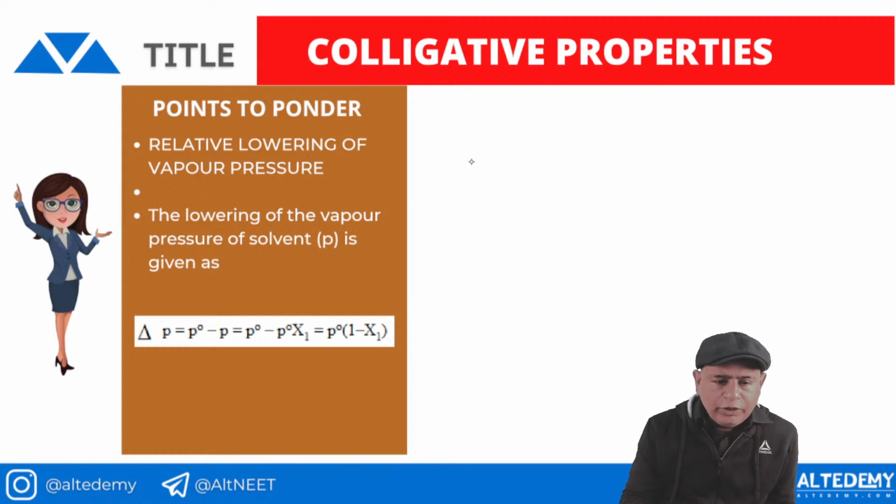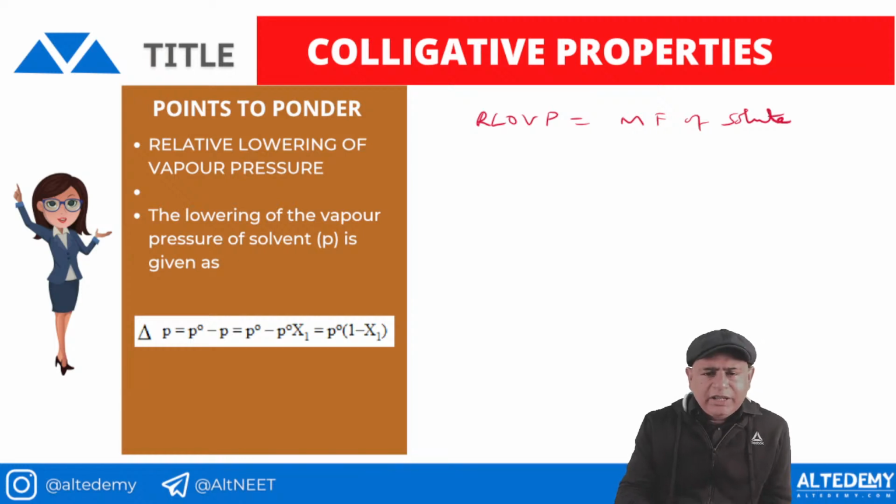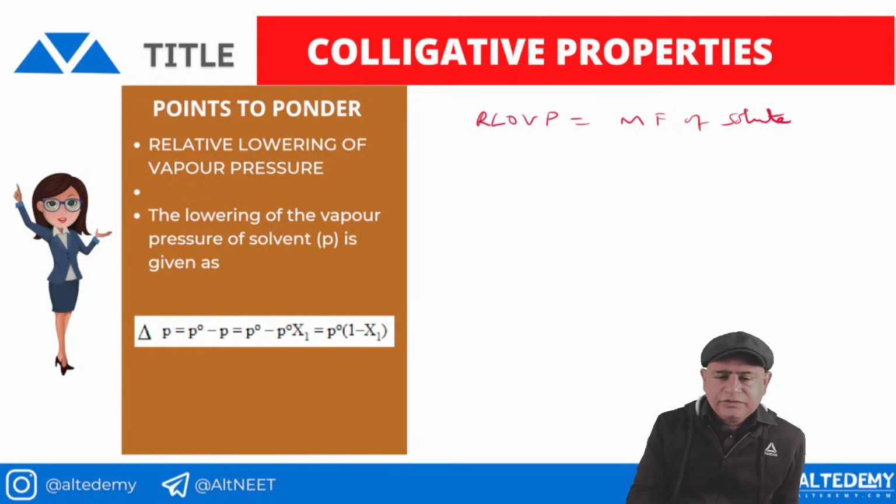As far as the relative lowering of vapor pressure is concerned, we can also define it in this fashion. We can say relative lowering of vapor pressure is equal to mole fraction of solute. It can be understood this way also, according to Raoult's law we have studied.